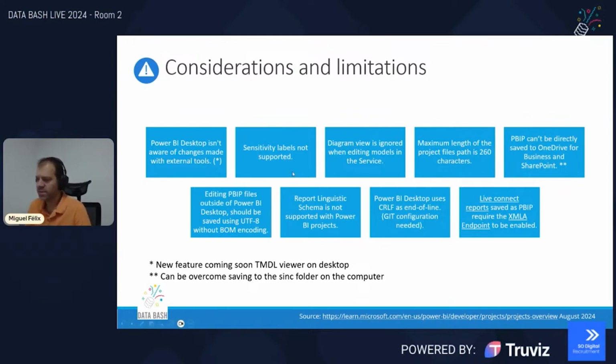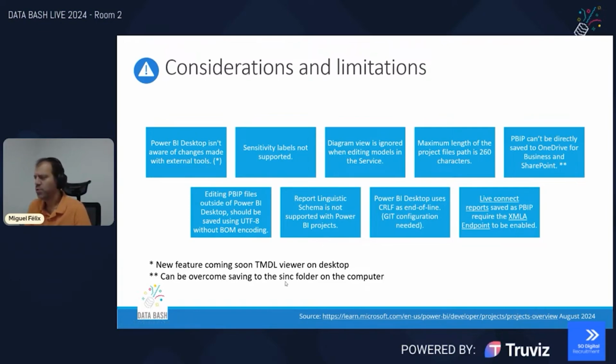Sensitivity labels are not supported, and report linguistic schemas are still not supported yet. So there are a couple of things that aren't supported, and also be aware of this. A Power BI project cannot be directly saved on OneDrive for Business and SharePoint. We will see this point specifically. I will show you what this means. Of course, you can always overcome it by saving to the sync folder on your computer locally.